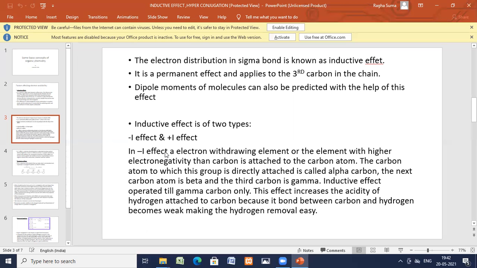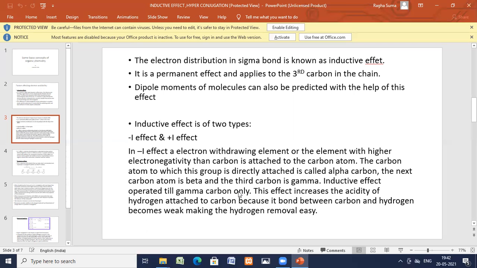See, in minus I effect, an electron withdrawing element, or an element with higher electronegativity than carbon, is attached to the carbon atom. The carbon atom to which the group is directly attached is called alpha carbon. And the carbon next to the alpha is beta carbon. And the third one is the gamma carbon. So the inductive effect operates till gamma carbon, only till the third carbon. As I have told you, it extends only to the third carbon, that is gamma carbon.